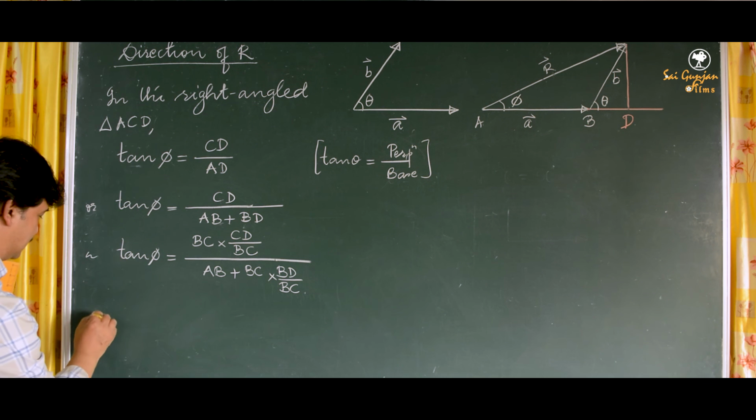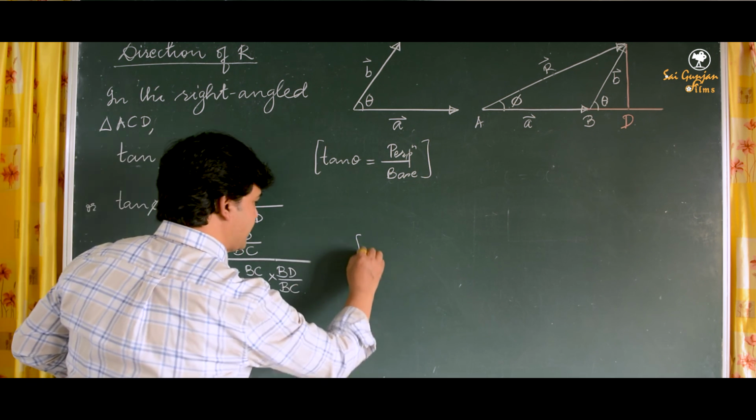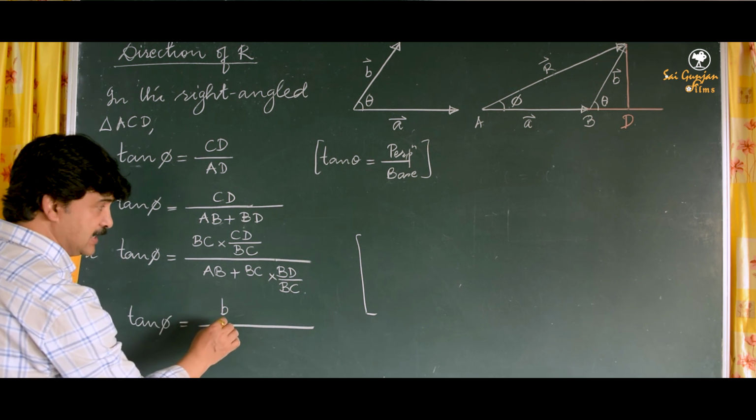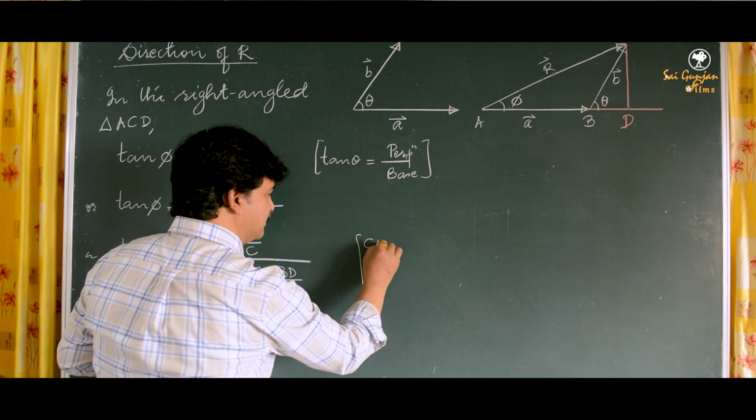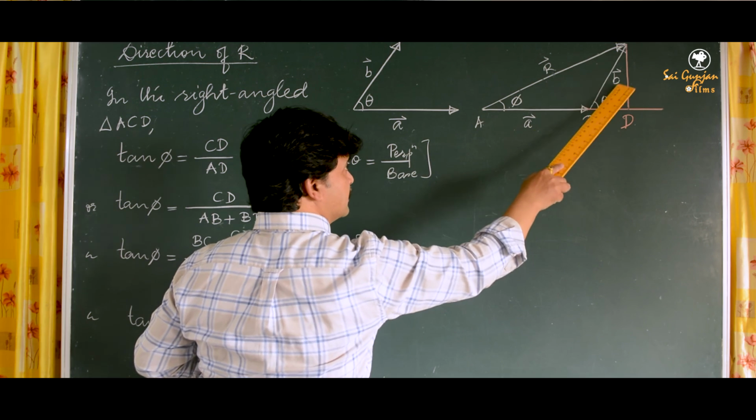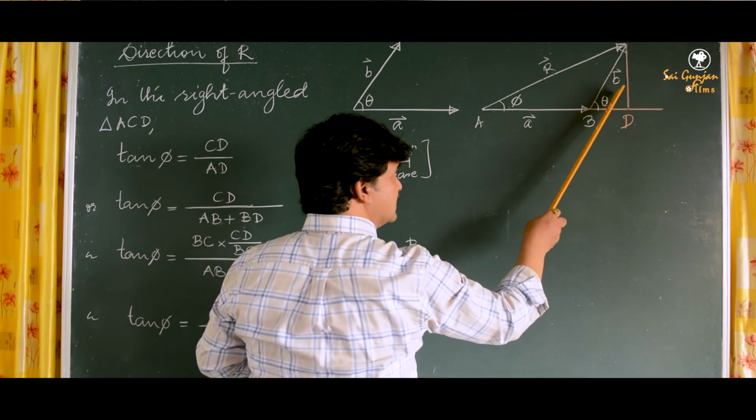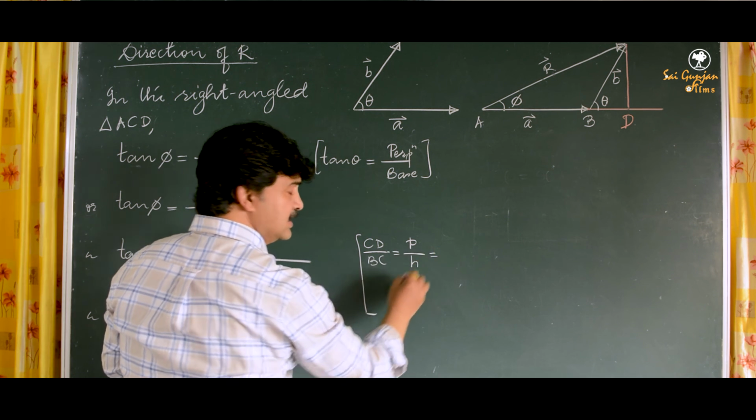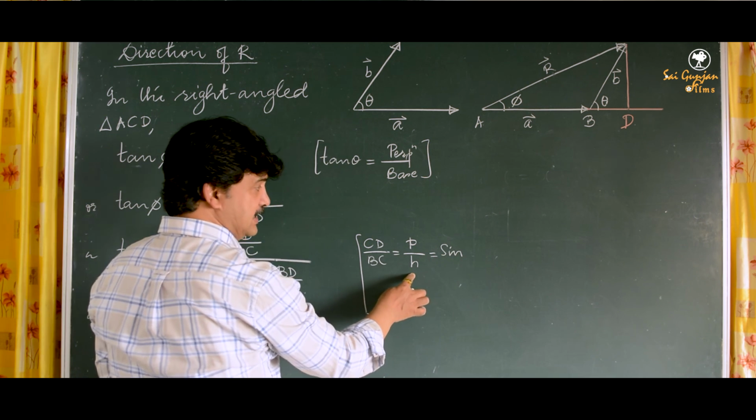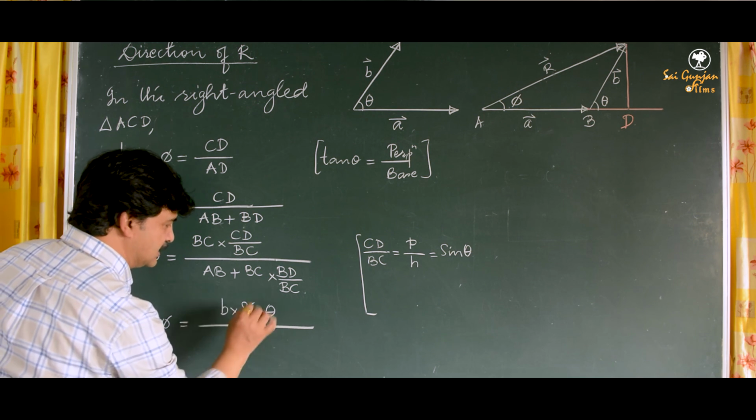Okay, let's see what we get here. Tan phi is now B into CD by BC. Let's see what is this CD by BC. Now CD for this triangle is the perpendicular, no? This is the perpendicular. And BC for this triangle is the hypotenuse, isn't it? And perpendicular by hypotenuse is sine, isn't it? And the angle here is theta. That's why it is B sine theta.